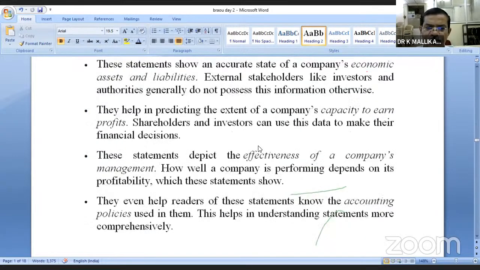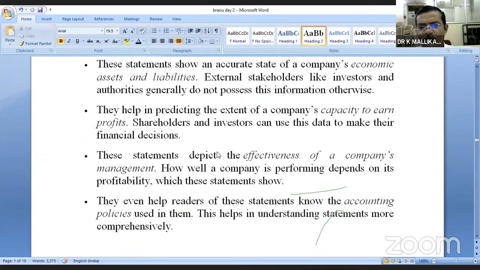The third one is the effectiveness of a company's management. Is the company's management effective or not? Who are the board of directors? What is their specific skill? Are they experts in marketing? Are they experts in the production process? Are they experts in any other fields? So it is also one of the key areas for the success of a company.